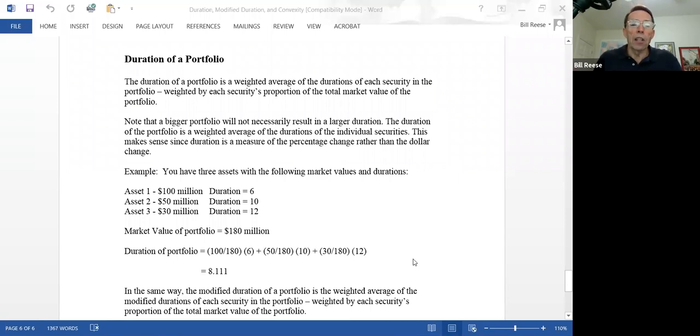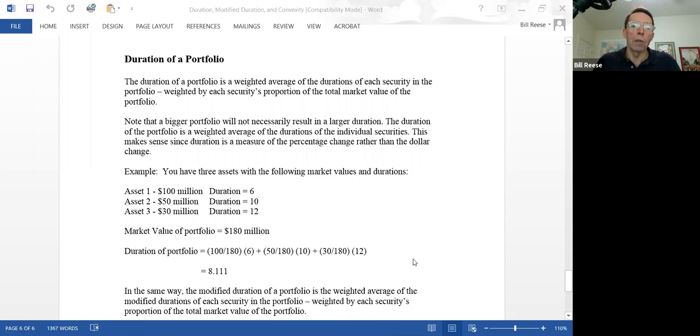And asset number 1 has a market value of $100 million. Now, it's important to note this is not the face value of the bond. This is the market value. This is what it could sell for today. This is the present value of the future cash flows. And that first bond has a duration of 6, or you could say 6 years. And again, we want to remember that duration is not a measurement of time, but it is helpful, at least with that seesaw concept, to think of it in terms of years.